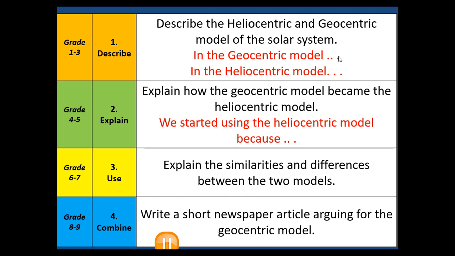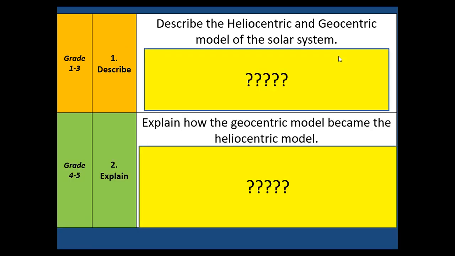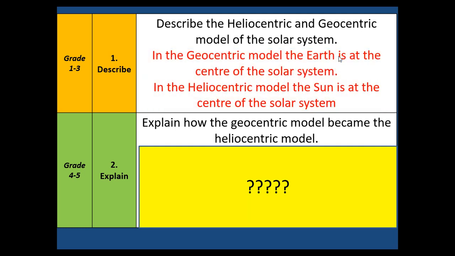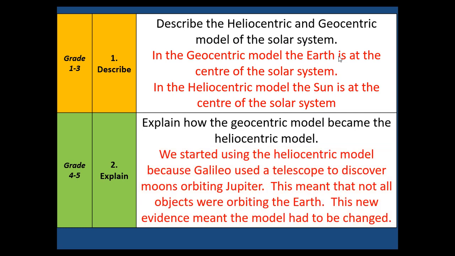Okay, so let's go through these answers. So in terms of describing what the heliocentric and geocentric models are, the geocentric model, the Earth is at the center of the solar system. The heliocentric model, the sun is at the center of the solar system. Explain how we went from one to the other. Well, Galileo used a telescope to discover the moons orbiting Jupiter, which meant not all objects were orbiting the Earth. And this new evidence meant the model had to be changed. We had to have a rethink.